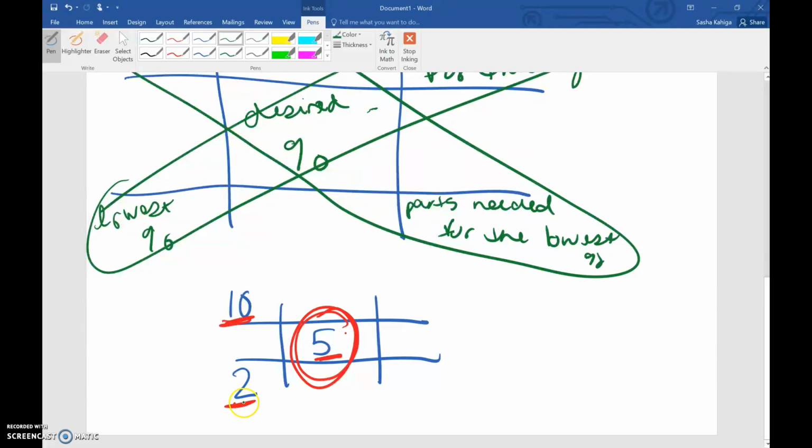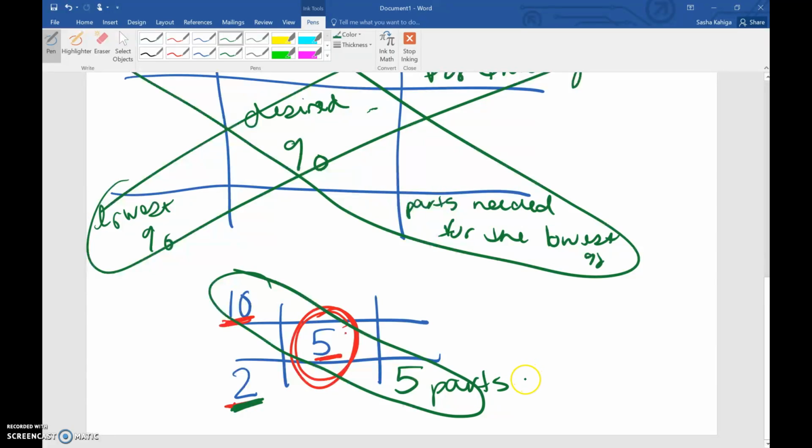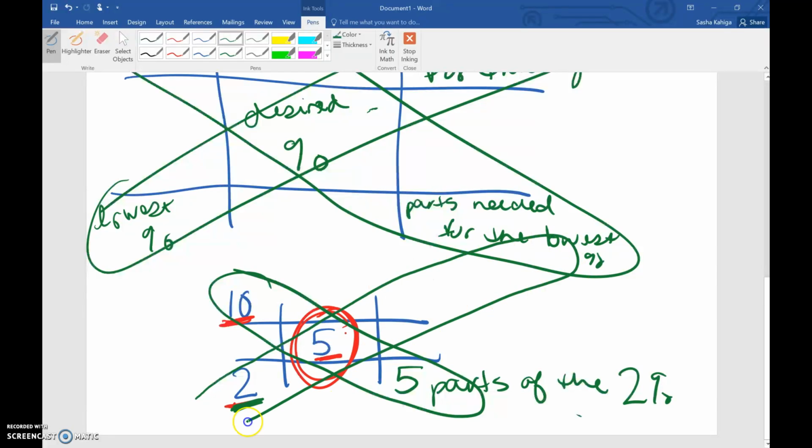In order to get the parts needed for my 2%, I have to subtract 10 minus 5. If I subtract 10 minus 5, that gives me what? 5. That is the parts needed. I need 5 parts of the 2%, because even though I subtract diagonally, I still read it from left to right. All right. So I now need to subtract 2 from 5.